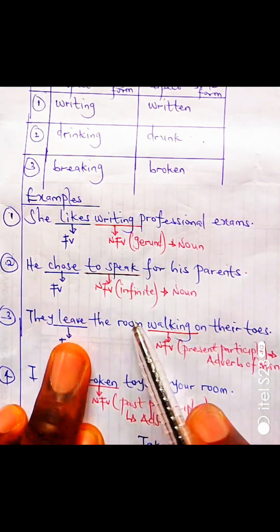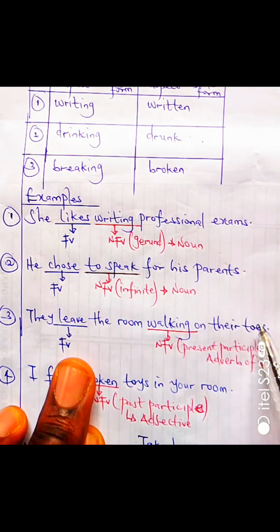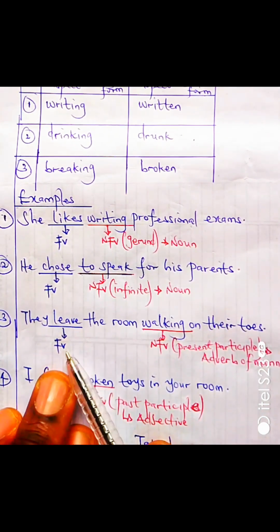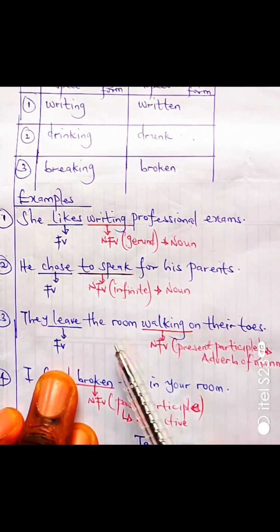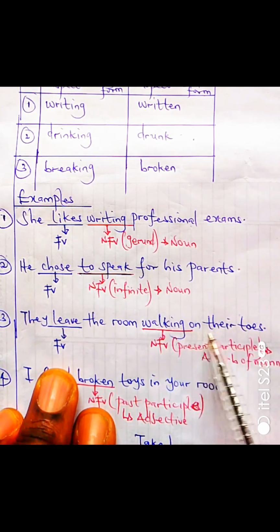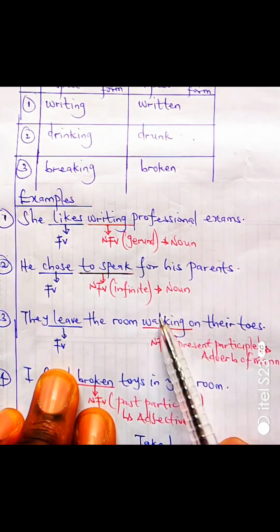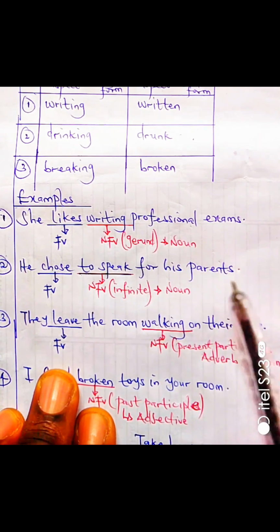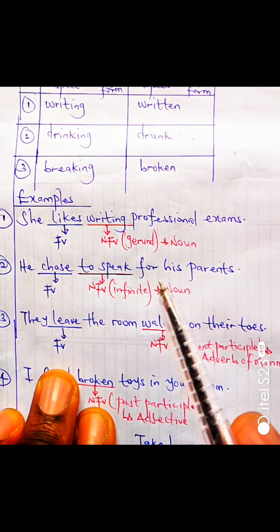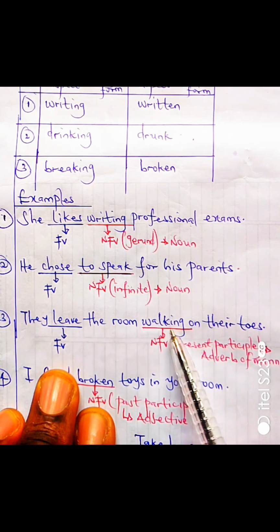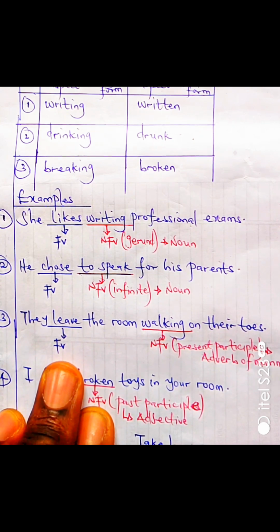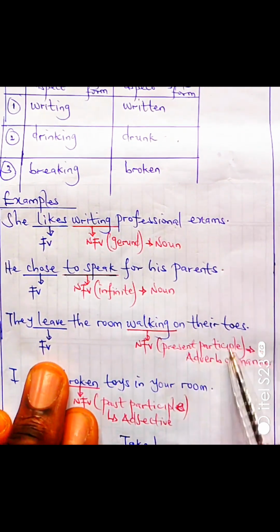So let's look at the third example. They leave the room walking on their toes. Now, they leave there is a finite verb. Now, how did they leave the room? They leave the room walking on their toes. Now, walking is a present participle. According to what we have up there, walking is under the ing format. So walking is a present participle, but this time around, walking is not playing the role of a verb in this sentence. Although it's a verb, it's playing the role of an adverb of manner.